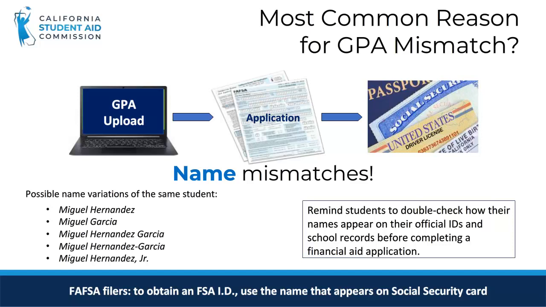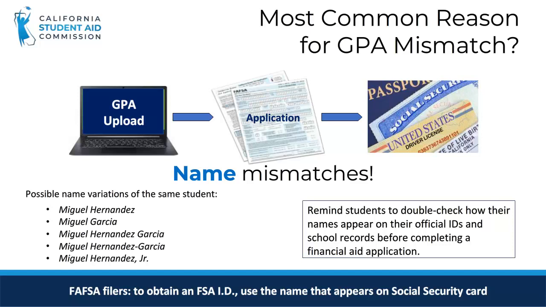This can be done by providing your students with the GPA Demographic Verification form, which can be accessed via CSAC's website, and it's available in the Resources section of the workbook. We also recommend contacting us early if you anticipate a matching issue because of a name change or any other change that would prevent a student from matching.